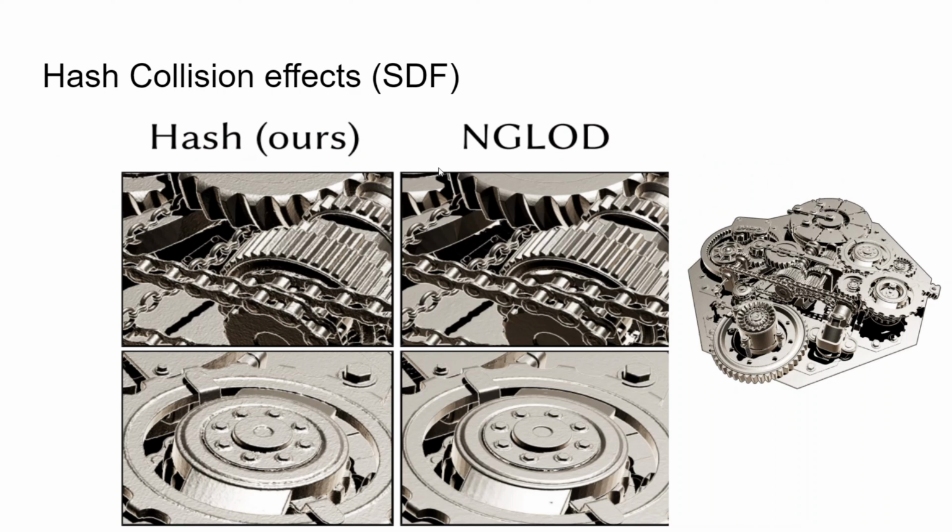That being said, the author includes a set of results that shows the effect of hash collision by comparing with another method called Encoding, which is very similar to multi-resolution hash encoding but without the possibility of collision. And you can see that the surface of the SDF reconstructed gear is a bit rough compared to that of Encoding, and the author attributes this artifact to collision.